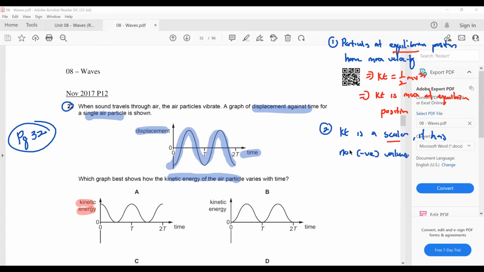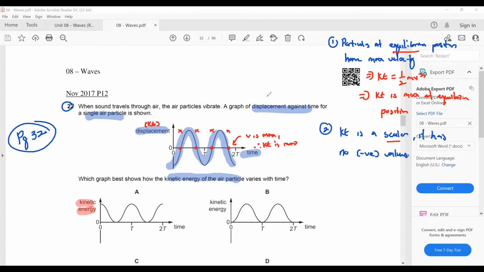All right. So based on these two knowledge that you have, you can now see that these points where you have equilibrium is where your KE is max. Okay. So these points here is where your V is max. Therefore, KE is max. So if I try to plot it out, it will be like this here. If I try to plot KE versus time graph, this is where my KE will be max.